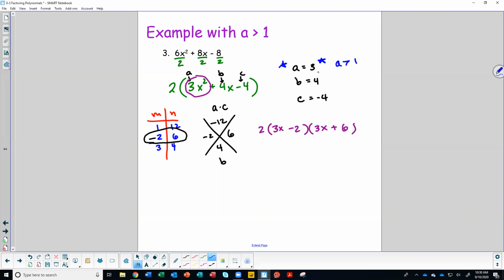Whenever a is greater than 1, you need to divide both parentheses by that 3. If the parentheses reduces, you reduce it. If it doesn't reduce, you do not divide. This is called the bottoms up technique.